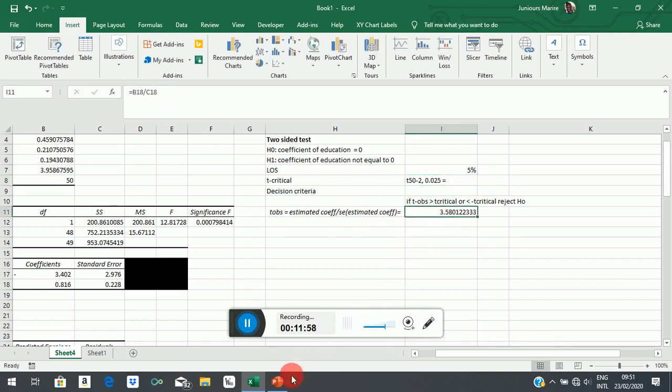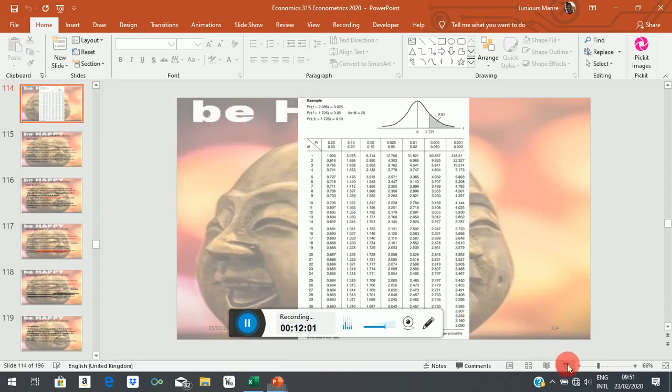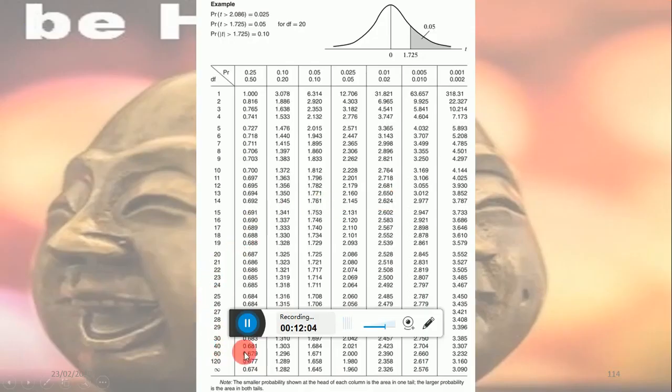So with that, you come to your table and you look for 50. Now, 50 is a lot bigger. 48 is closer to 40 than it is to 60. So we are going to work with the value that aligns with 40, since we cannot find 48 in the table. And we want 5% in both tails, that is 2.5 here, 2.5 there. If we add them, we get 5%.